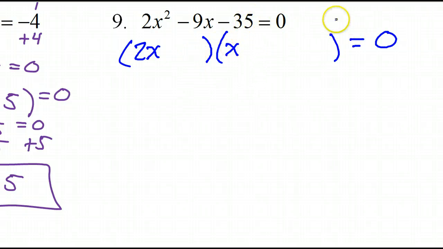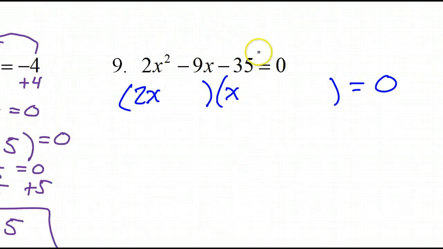Looking at the 35, really only one main thing pops into my head, and that is 5 times 7 makes 35. Obviously it could be 1 and 35, but let's hope it doesn't come to that. So it could be 5 and 7, or it could be 7 and 5. So let's just try the 5 and 7. Don't do this in pen, because you have to be prepared to make some changes.